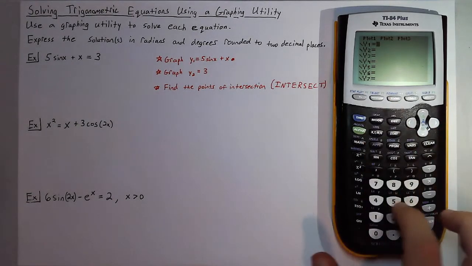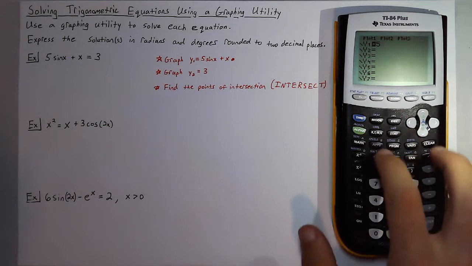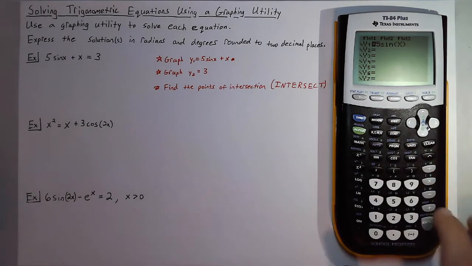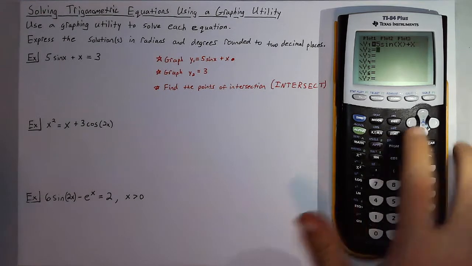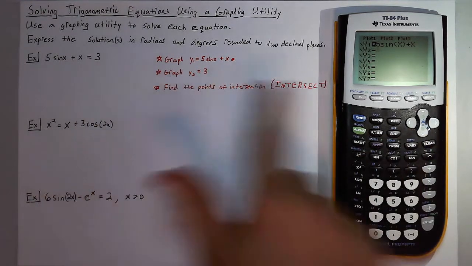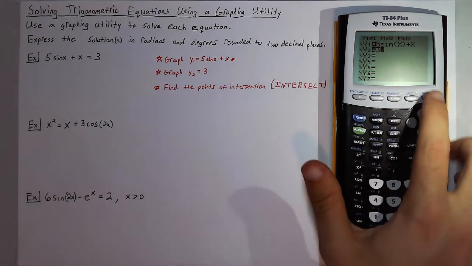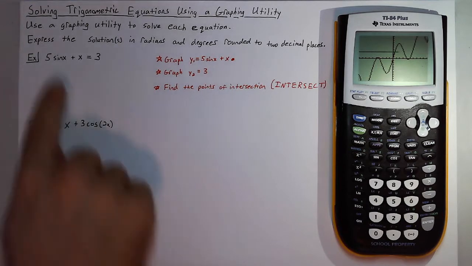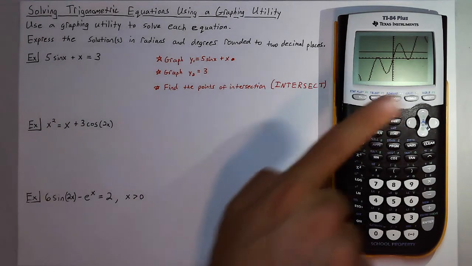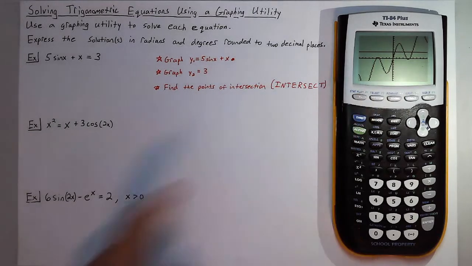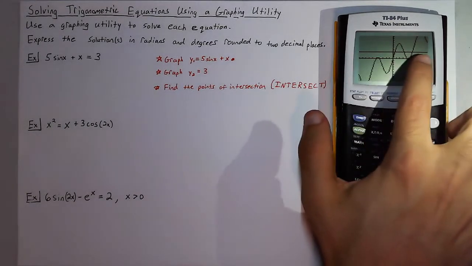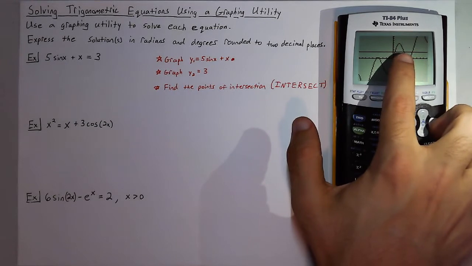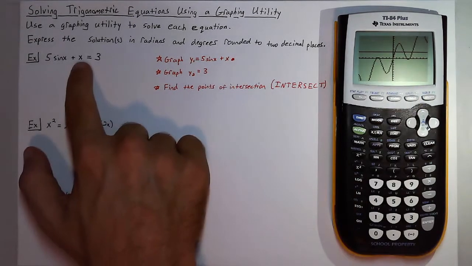So we have 5 sine of x plus x, and that's going to be equal to 3, so y2 will equal just 3. And now I will graph. You'll see this first function, that's 5 sine of x plus x. It's basically a sine of x function, but on an angle, a line like y equals x. And we have our y equals 3 line going straight across. You'll see here it intersects a few times. So these are 3 solutions to this equation.